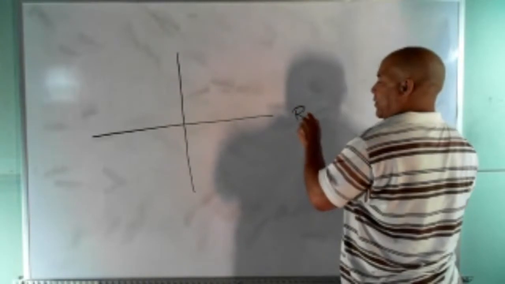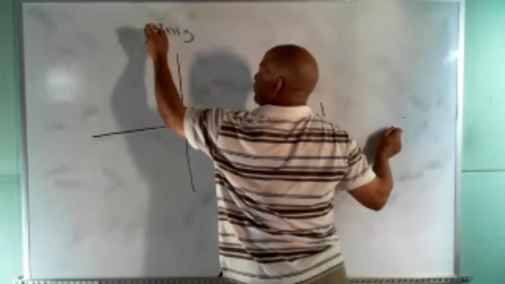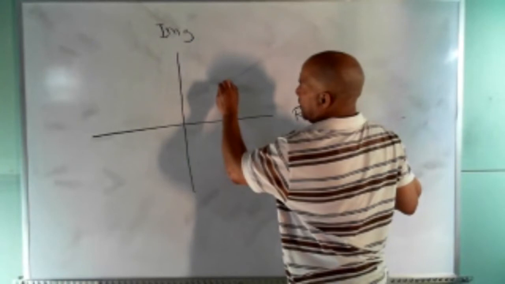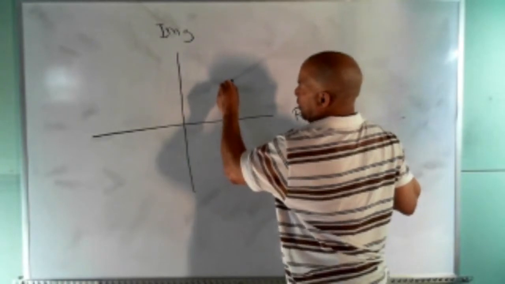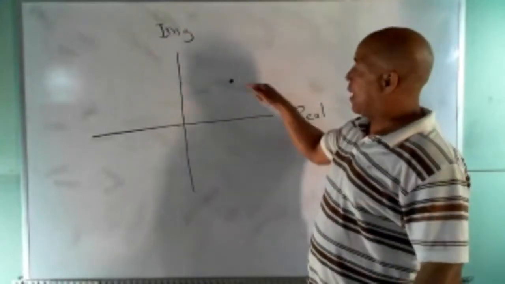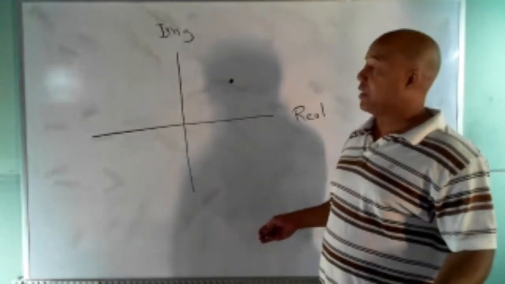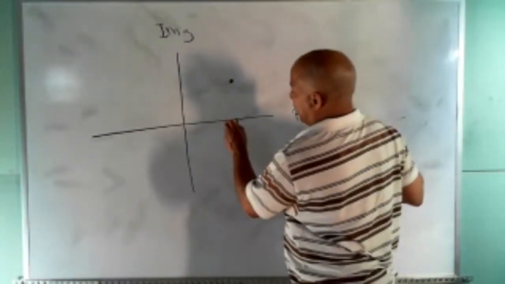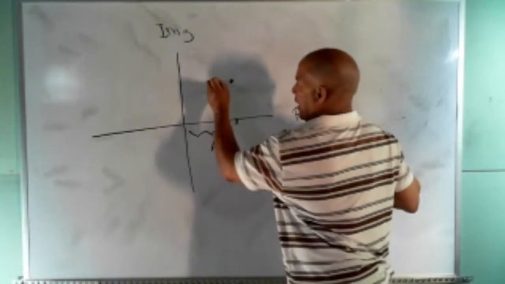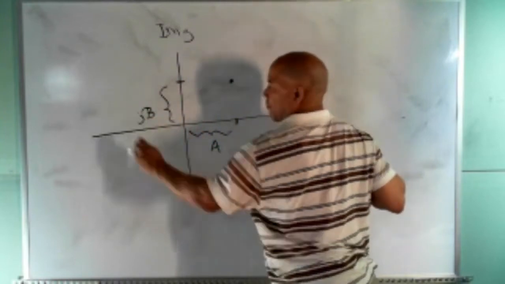So here's my real axis. Here's my imaginary axis. Now, let's say I want to get to this point right here. So that point, if this is the real axis and that's the imaginary axis, then that point represents a complex number because a complex number has a real component and an imaginary component. So let's say that this distance right here is A units, and the distance right here is B units, but I've got to put a J in front of it so you know it's imaginary.